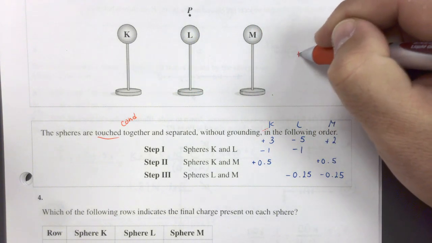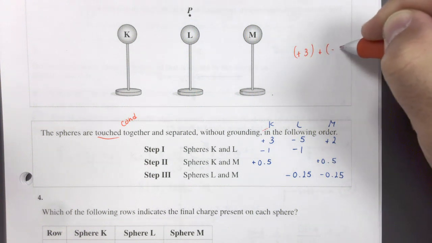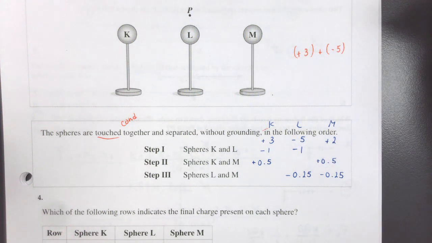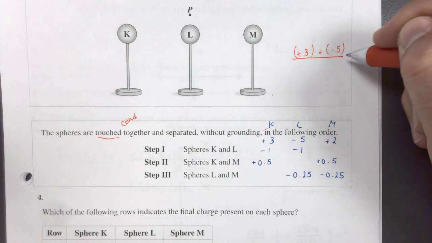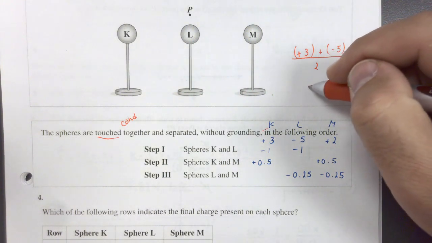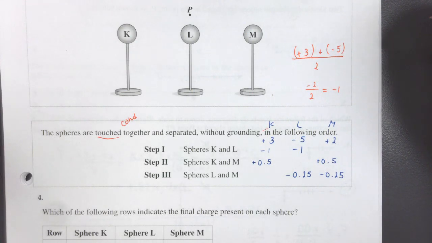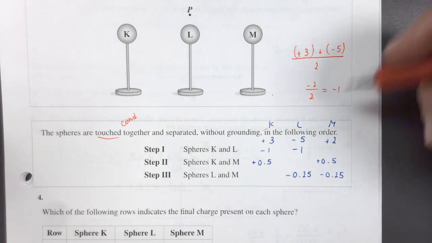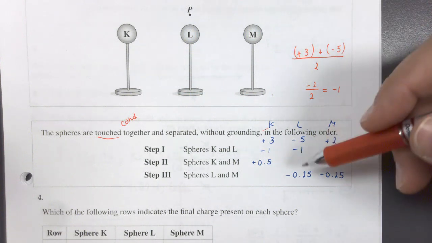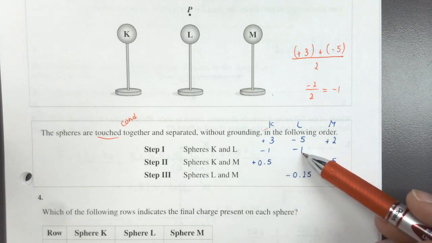If you have trouble doing that math, it could look something like this. +3 plus -5, divided by the number of spheres that you're touching, which is 2. You add those together, you get -2 divided by 2. That's going to be a charge of -1 on each sphere. You could also use a number line if that's more comfortable for you, or some people just see it. Okay, so -1 and -1 on K and L now.